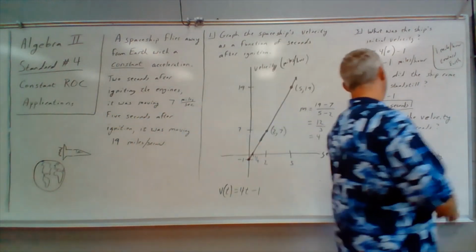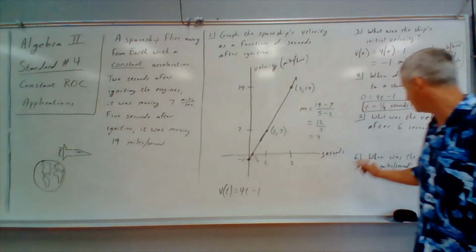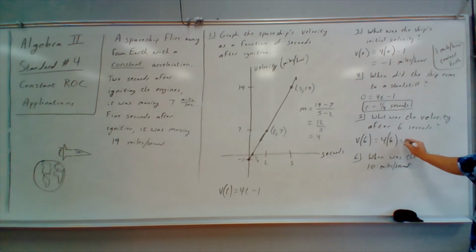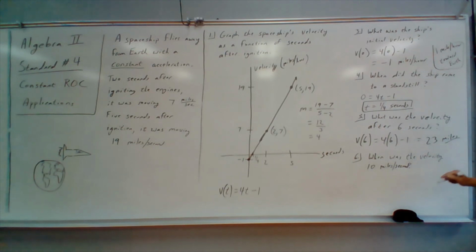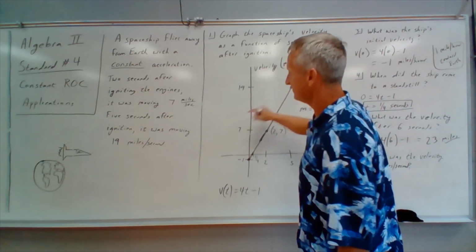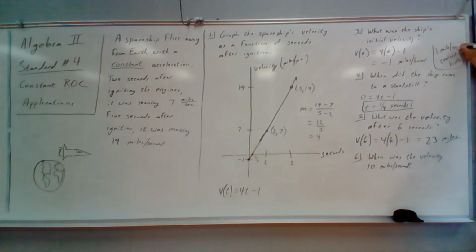All right, what was the velocity after 6 seconds? I'm giving you the time and I want to know the velocity, so I plug 6 in for t. So v of 6 is equal to 4 times 6 minus 1, which is 24 minus 1, that's 23. My units are miles per second. I put hour before, but this should be seconds. So 23 miles per second.